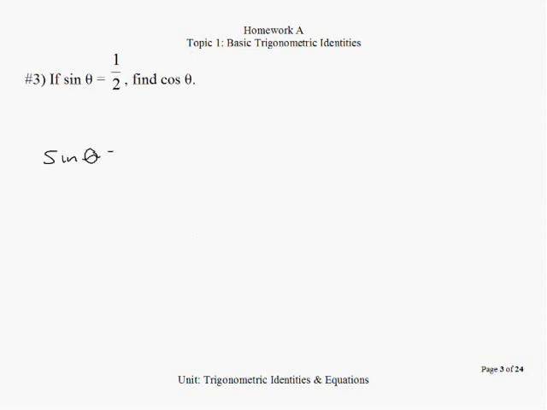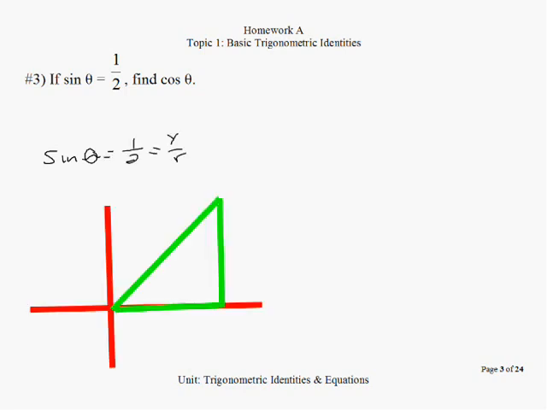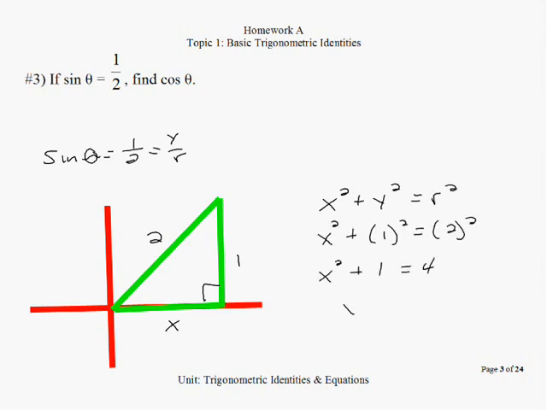Number 3 is a little different because it's not a reciprocal, sine and cosine. Sine of theta is 1/2. That's y over r. If you draw theta in quadrant 1 and you label y as 1 and r as 2, I'm trying to figure out what x is because cosine is x over r. Using the Pythagorean Theorem, you're going to find that x is plus or minus the square root of 3. We're in quadrant 1, so it's positive square root of 3.